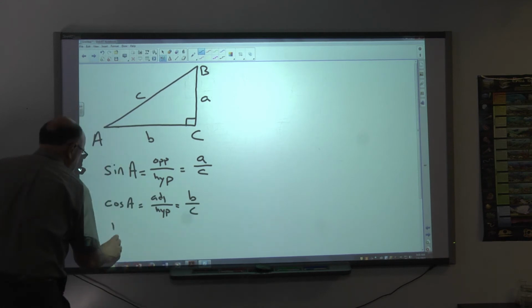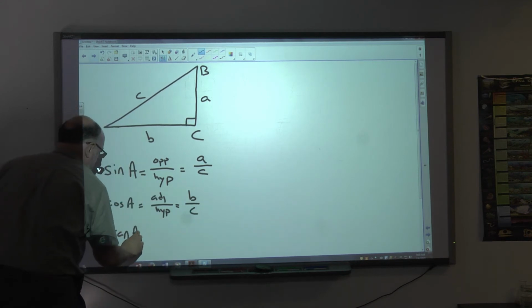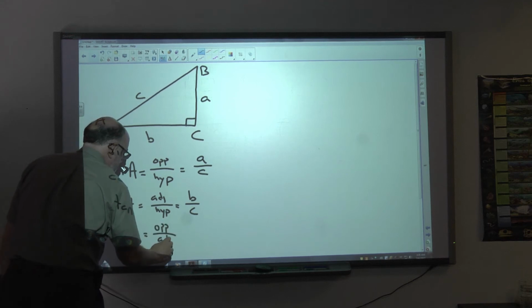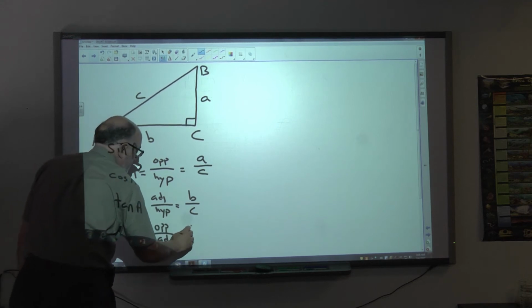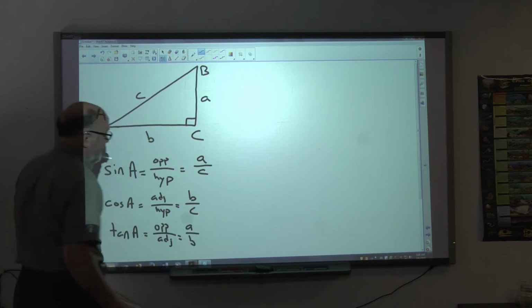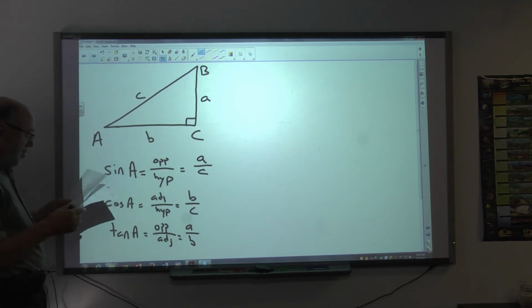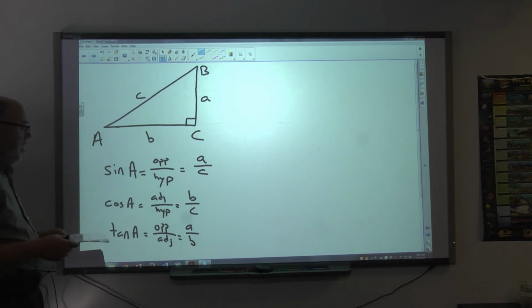And then you get tangent, which is opposite over adjacent, which is going to be A over B. And those are the 3 main trig functions, okay? Those are the ones you have buttons for on your calculator. But then along with those 3, there are another 3.